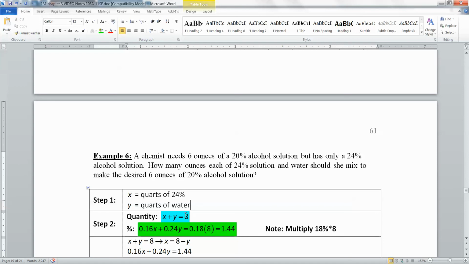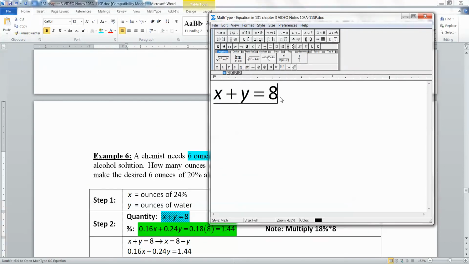Now, what do you know about them? Oh, not quarts. Everything's ounces. Sorry. Ounces on this one. Okay. Now, what do we know about them? Well, we need how many ounces altogether? 6, right? All right, let me put that in. So that's going to mean X plus Y is going to be 6 on this one.